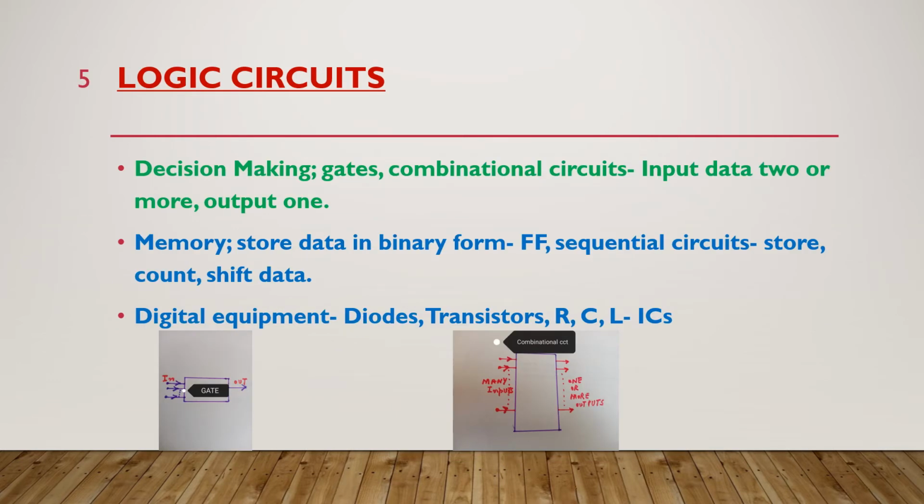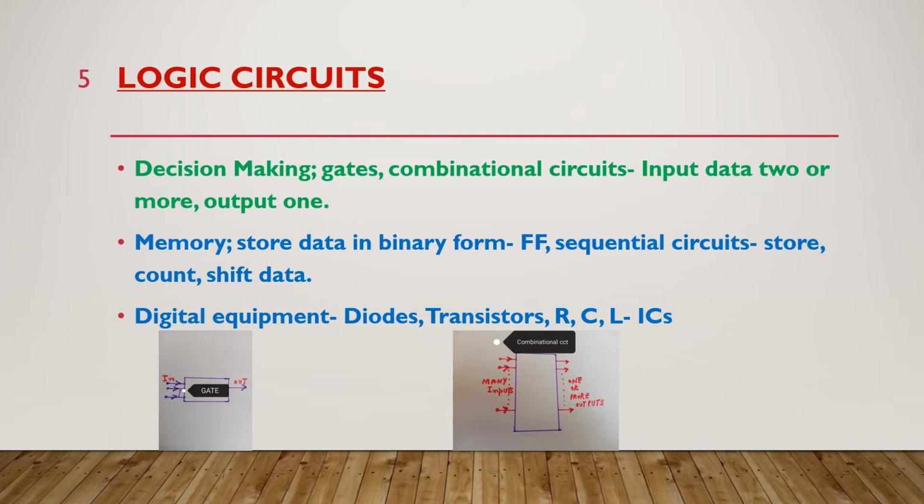Next we come to the logic circuits. Now there are two types of logic circuits. One is decision making, another is the memory. And this is exactly what we human beings also do. We have the memory, we store the data in the memory, and then we make use of the data when we are taking the decision.